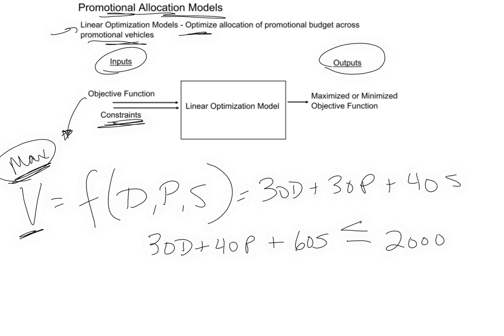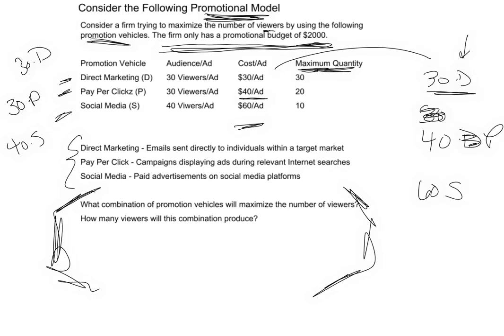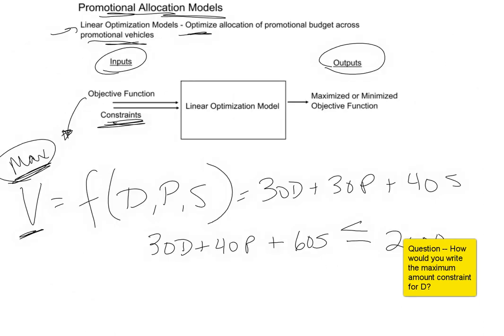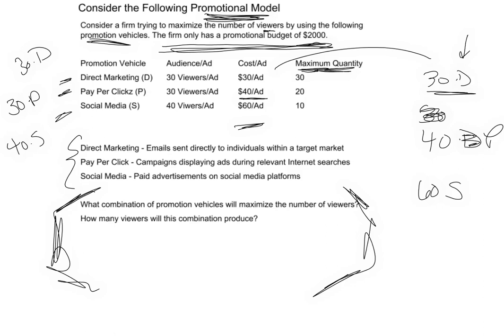We've got three more constraints though, right? Remember, this last column was saying that there's a certain amount of these promotional activities that can happen. Direct marketing, you can choose to do some direct marketing. It's got a benefit, it's got a cost with it, but at the maximum, you can only do 30 units of it. How would I write down that constraint? How would I write down the maximum quantity constraint algebraically over here? And what we've got is direct marketing, 30 or less. Pay-per-clicks, 20 or less. Social media, 10 or less.